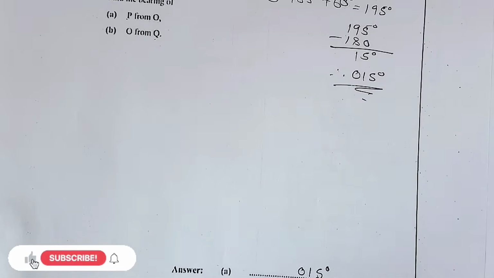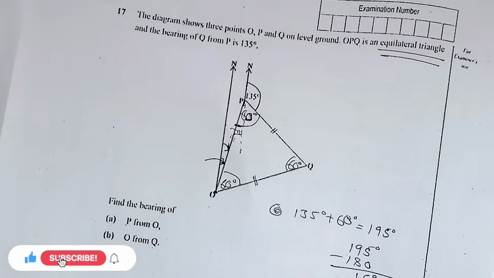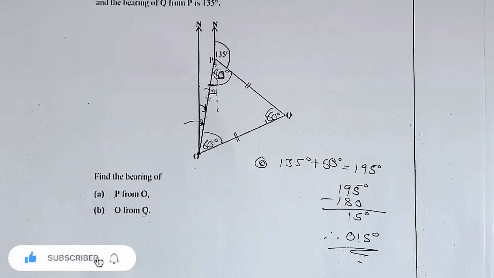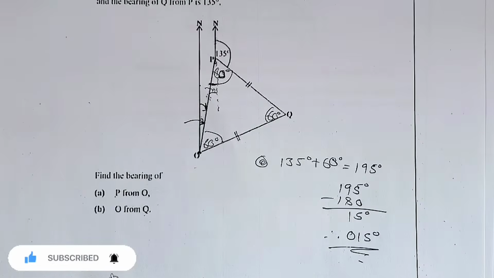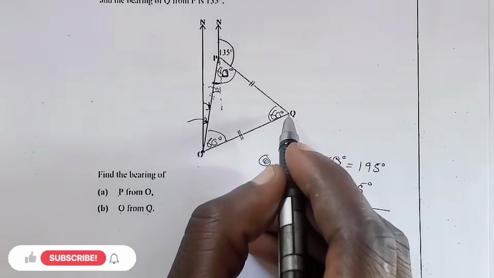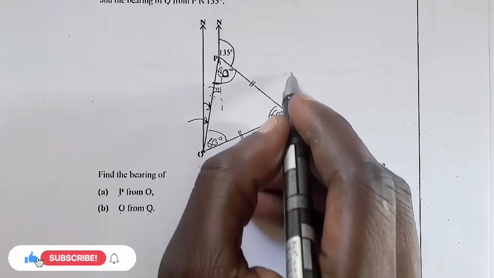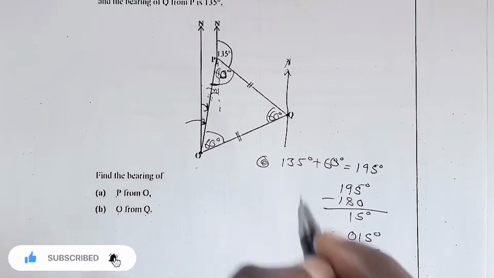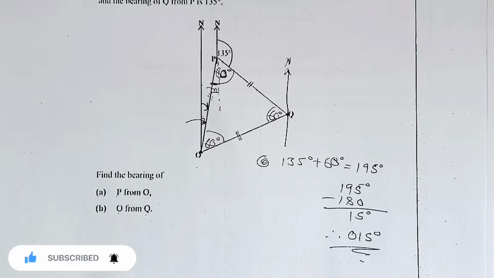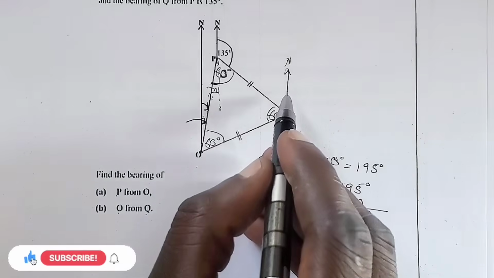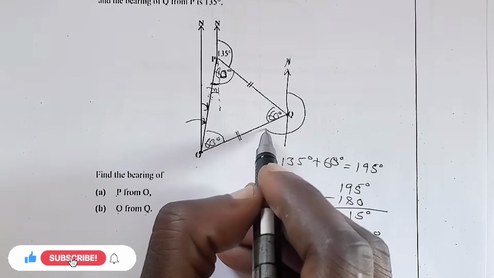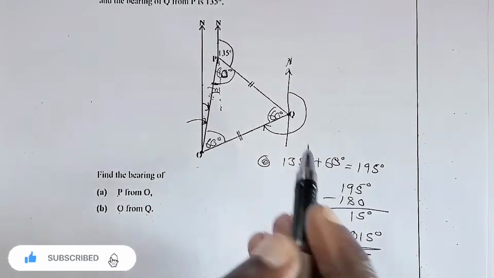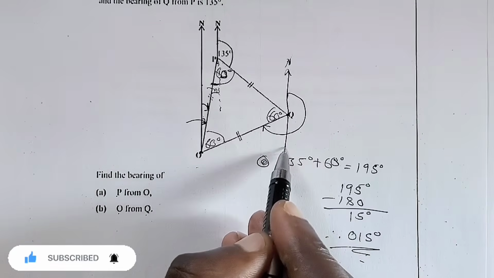Okay? Having found that, let's go and find the last question. They're saying find the bearing of O from Q. So O from Q. At Q here, we're going to draw the north. Okay, like this, north. Let me just extend it so that it is nice. You can even see the answer. So we're going to move clockwise up to the line connecting O and Q.